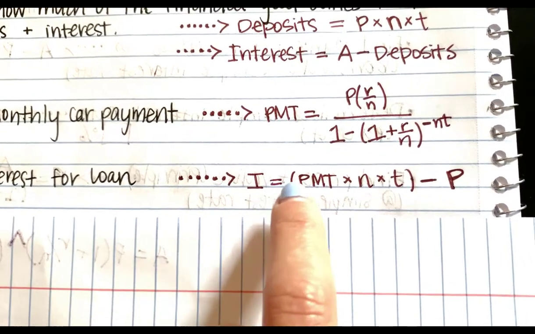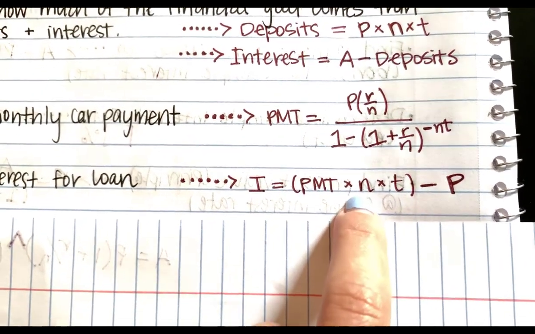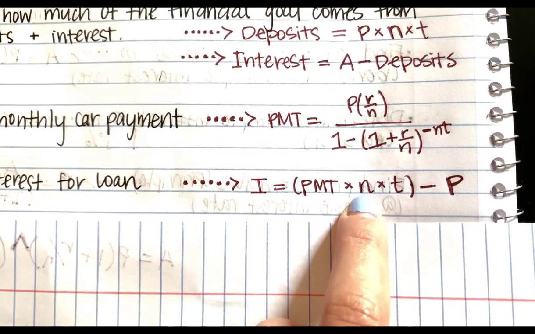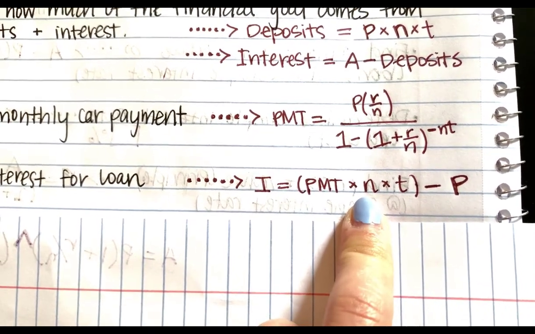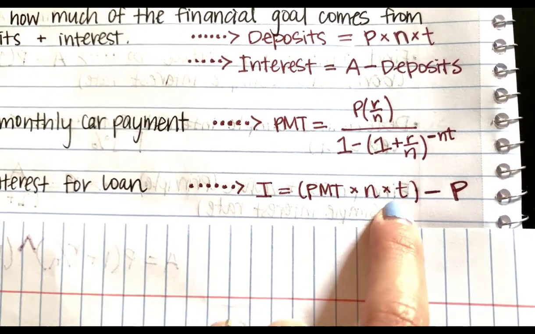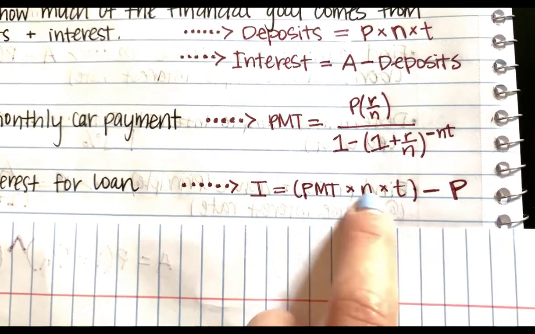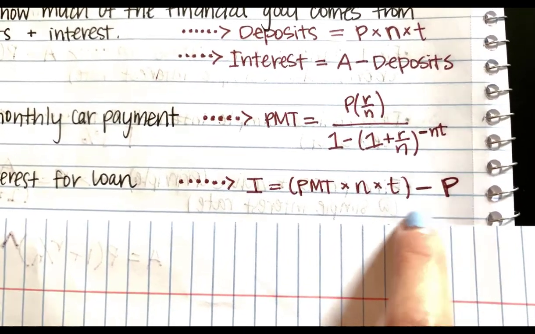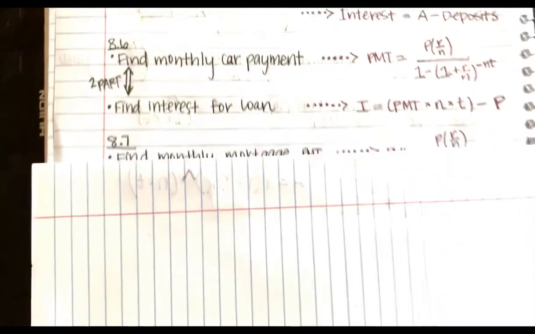So our interest, we have to take our payments times how often we pay it. So all of these I'm pretty sure are monthly, so N equals 12, and for how many years we're paying that car payment. After we take all of our payments, we're going to subtract out our loan amount, and that is our interest, the total interest that we have paid on that car.